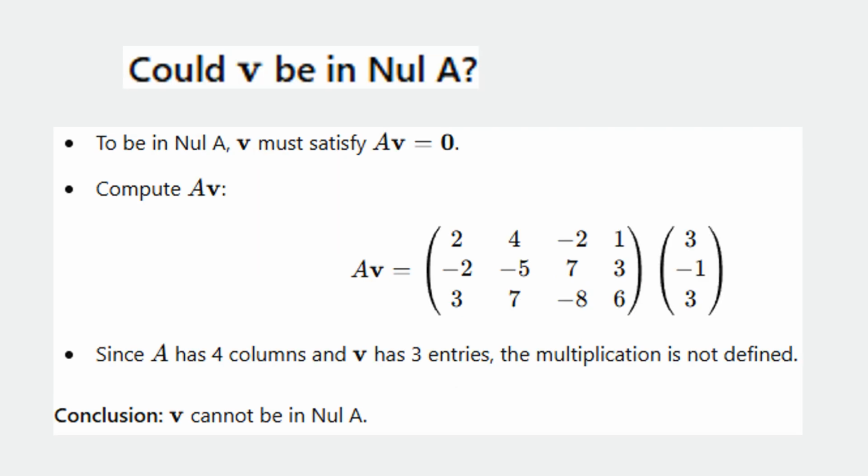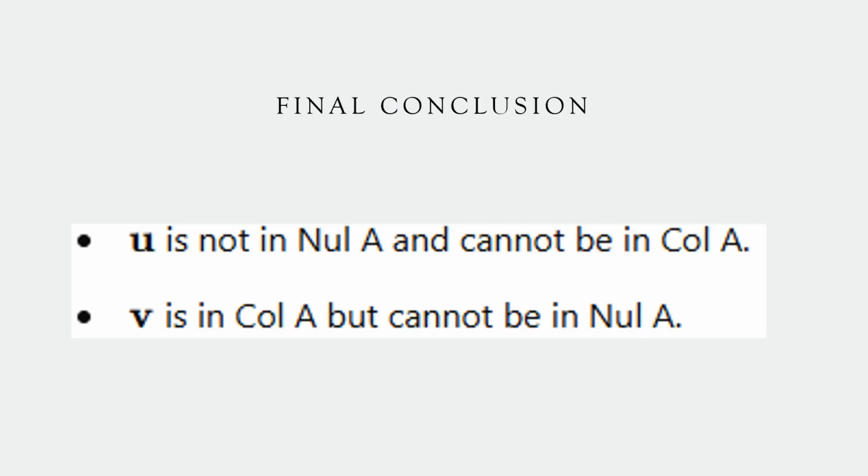But could v be in null A? To be in null A, v must satisfy that Av equals 0. Once again, to compute that, we take Av, which is the matrix A times matrix v. Since A has 4 columns and v has 3 entries, that multiplication is not defined. Therefore, v cannot be in null A. Our final conclusion is that u is not in null A and cannot be in col A, whereas v is in col A but cannot be in null A.